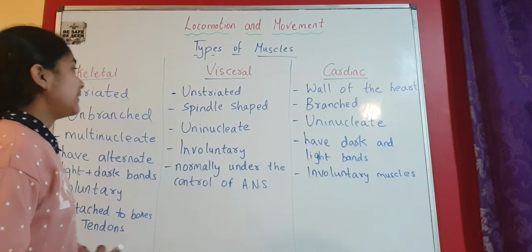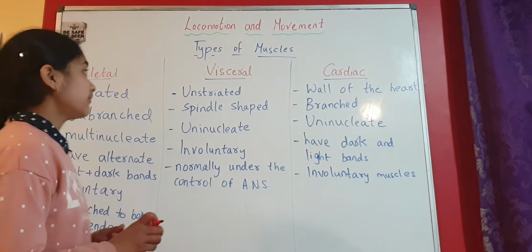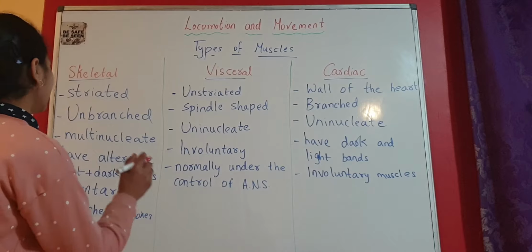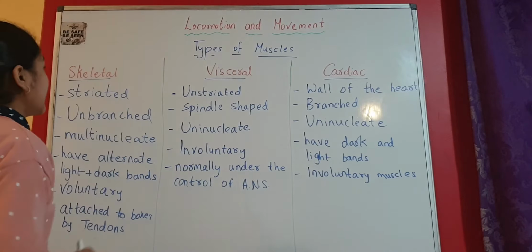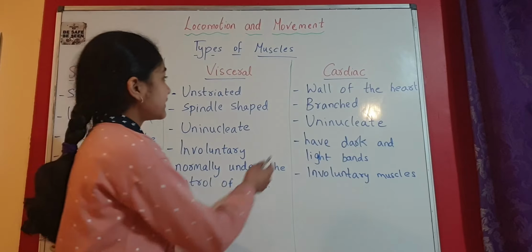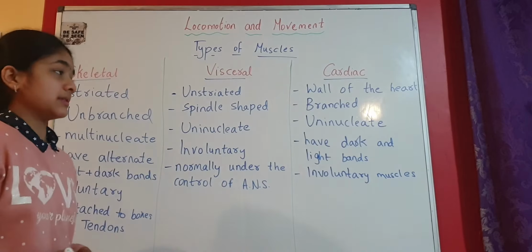In this part, we'll take up the topic types of muscles in locomotion and movement. So these are the three different types of muscles. The first one is skeletal muscles, the second one is visceral muscles, and the third one is cardiac muscles.